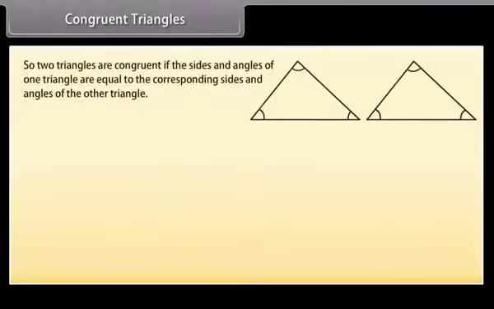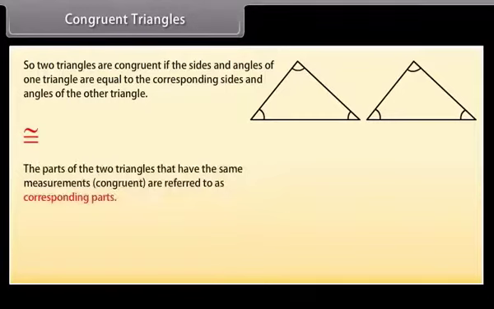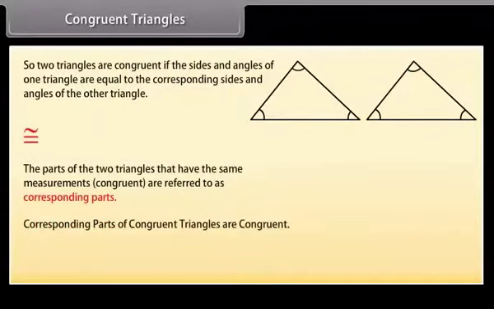Congruent triangles. Two triangles are congruent if the sides and angles of one triangle are equal to the corresponding sides and angles of the other triangle. This is the sign of congruency. The parts of the two triangles that have the same measurements, that is, are congruent, are referred to as corresponding parts. This means that corresponding parts of congruent triangles are congruent. In short form, we write it as CPCTC.